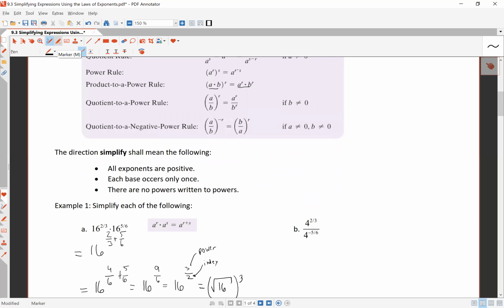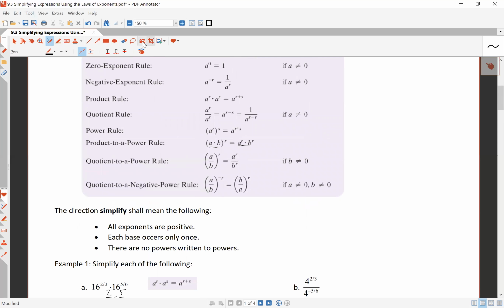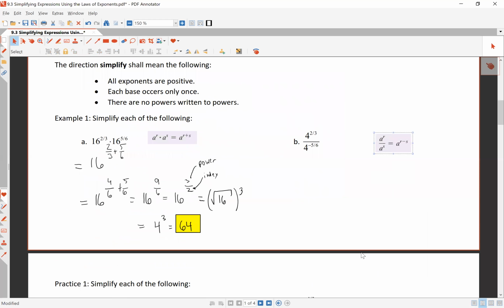Letter B is the quotient rule. The quotient rule says to subtract the denominator's exponent from the numerator's. So we'll have 4 to the 2/3 minus negative 5/6. Four to the 2/3 plus 5/6.